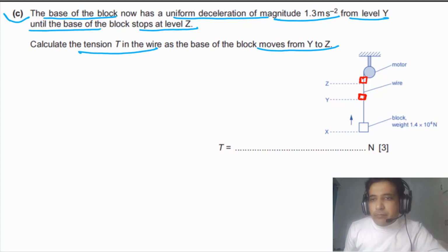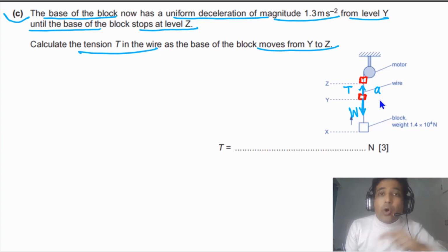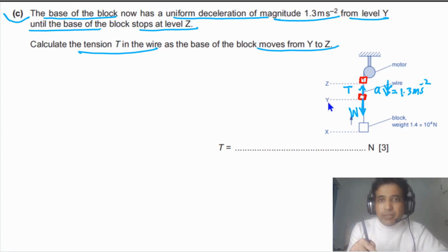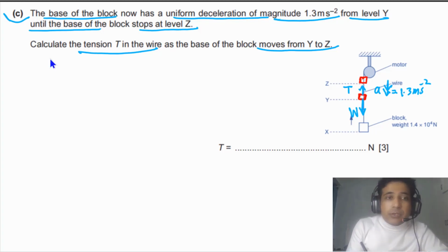Now we need to understand when the block is moving from Y to Z, in this case the force acting on the block upwards is equal to tension, and the force acting on the block downwards is equal to weight, and this block is decelerating. So it simply means that acceleration is in the opposite direction of velocity. So we can say acceleration is downwards, and the value of acceleration is given, that is equal to 1.3 meters per second squared. And for this question we need to find the value of T.